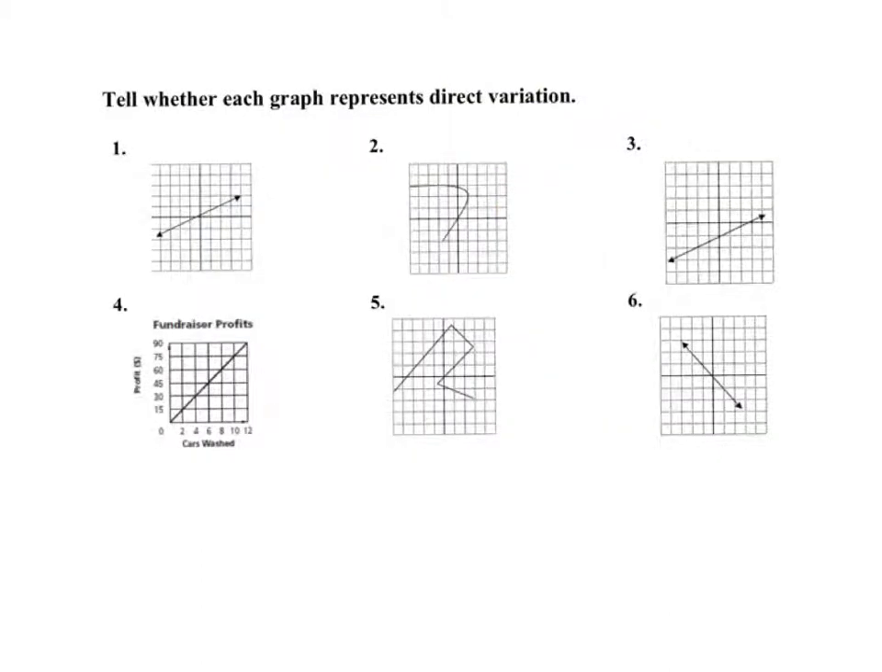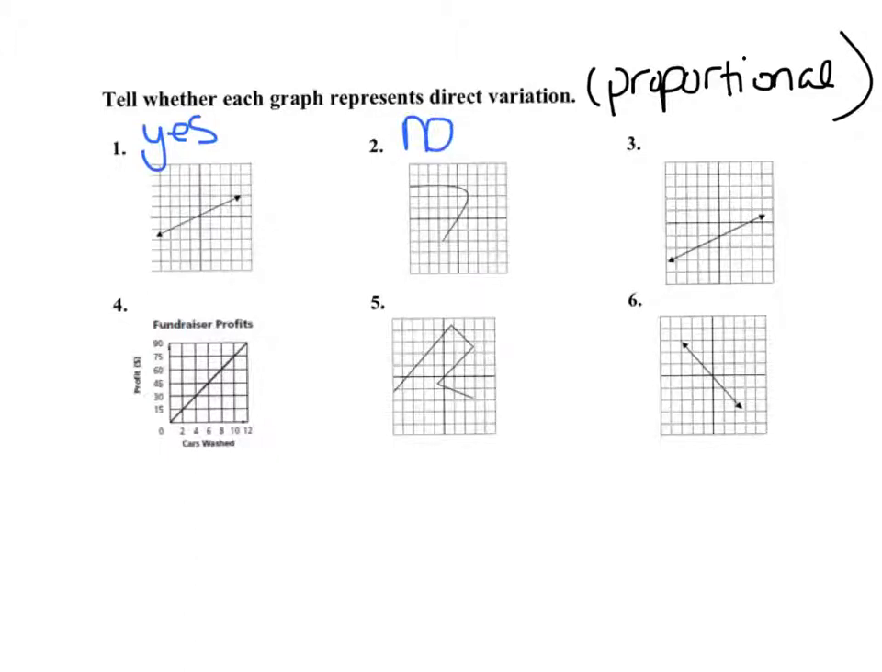So let's take a look at each of these graphs and determine if they represent direct variation or if they're proportional. All right, so the first one, remember, it has to go through the origin and it has to be straight. So the first one does show direct variation, or it's proportional. The second one, it goes through the origin, but it's not a straight line, so no, it does not show direct variation. The third one, well, it's a straight line, but it does not go through the origin, so that one is no, it does not represent direct variation.